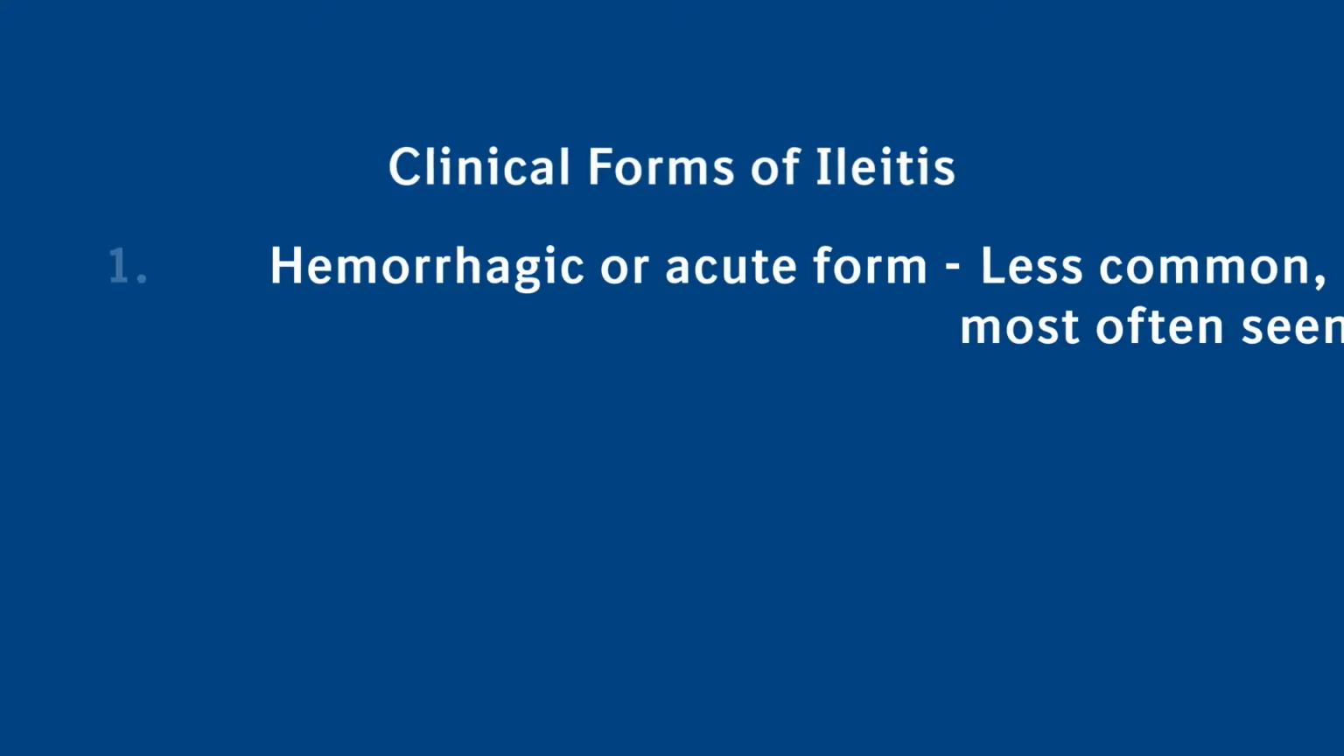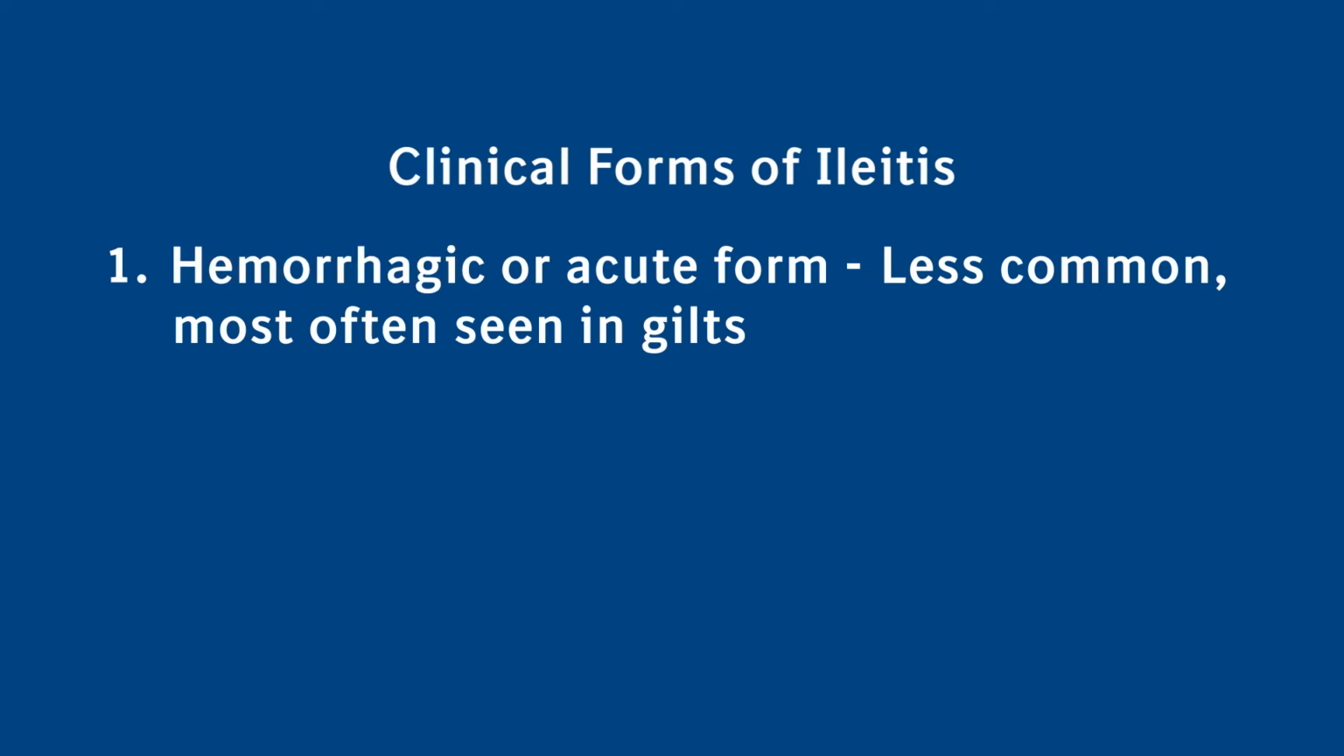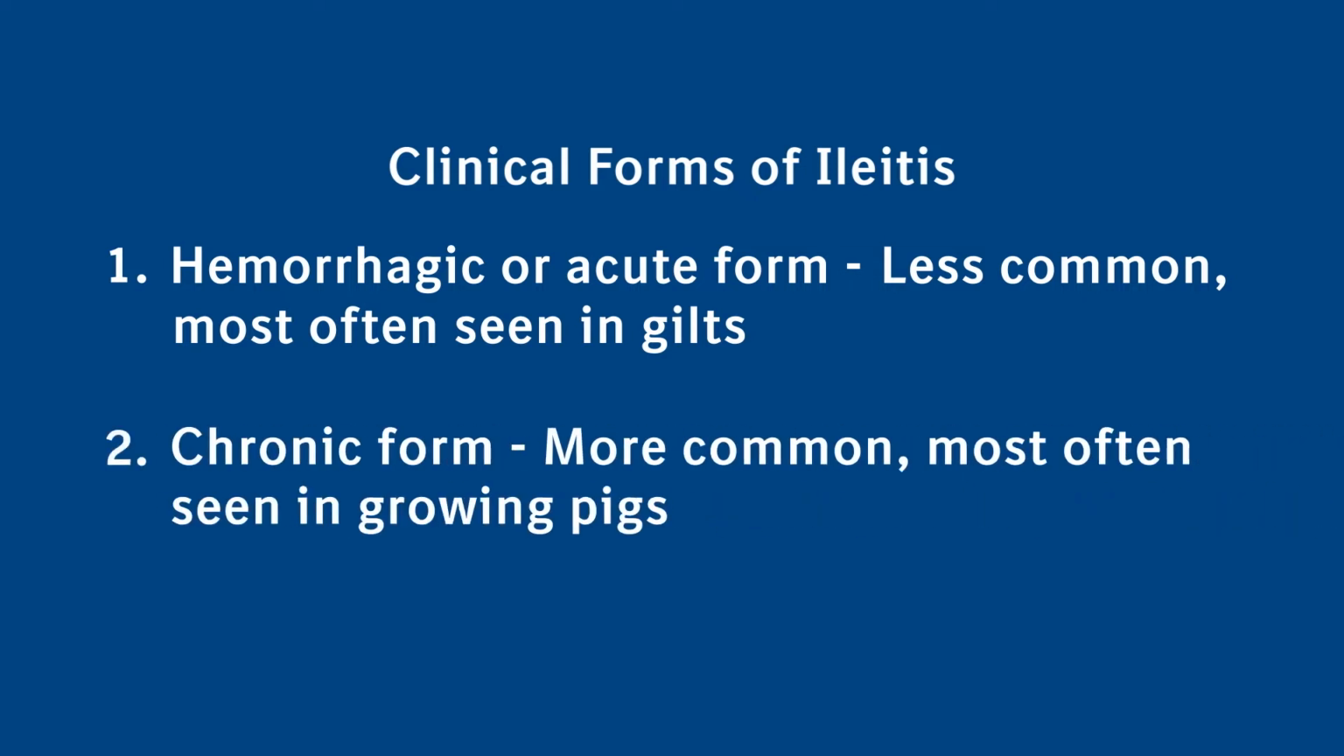And the way that it causes the disease, there are basically two clinical forms. The first one is the hemorrhagic form, the acute form that usually happens in gilts. It could happen also in finishing sites. The second one, probably the most common one, is the chronic form of the disease that happens in the growing and finishing stages of production. As the name suggests, it's a chronic disease, so you have animals with chronic or intermittent diarrhea and intermittent shedding of Lawsonia for a long period of time.